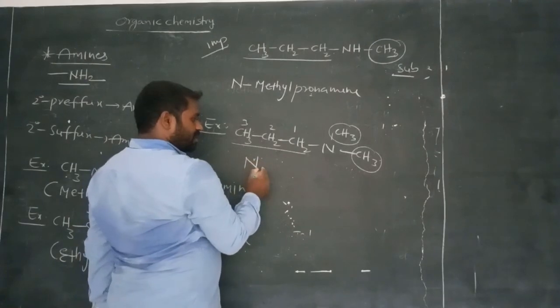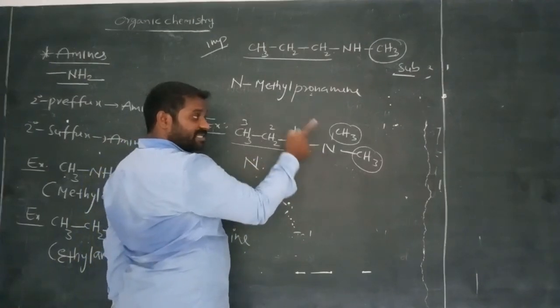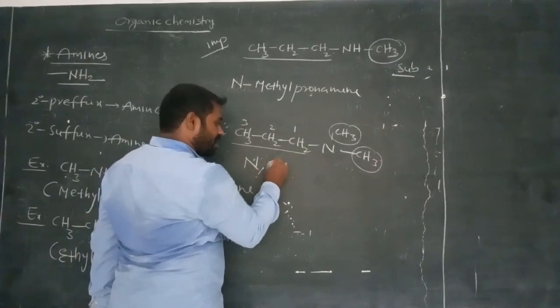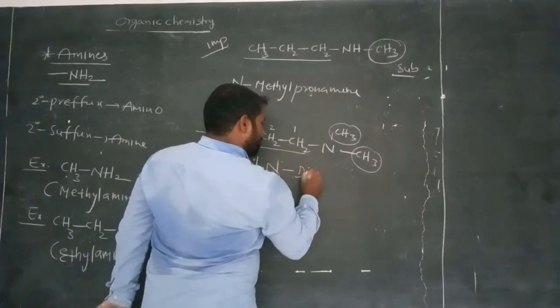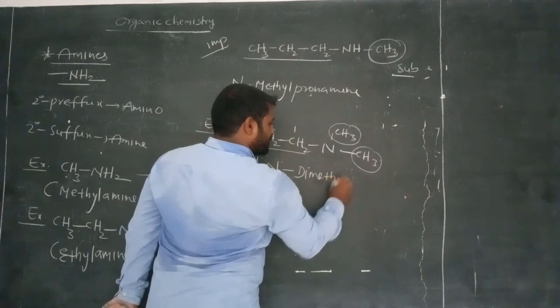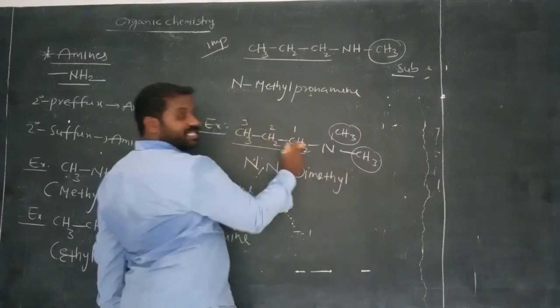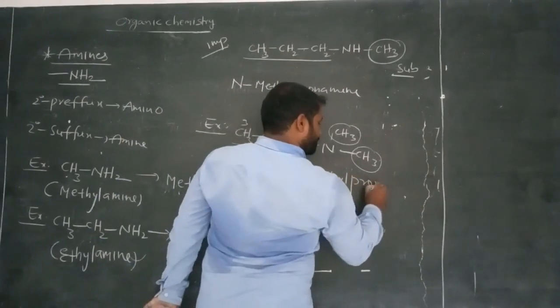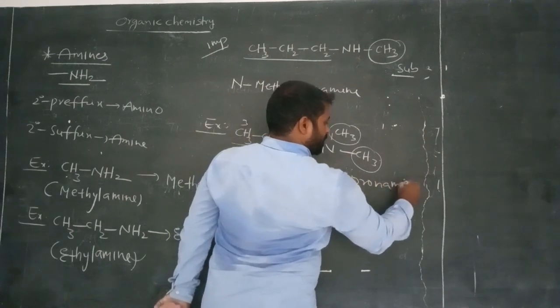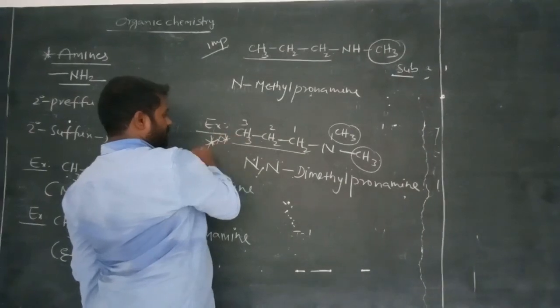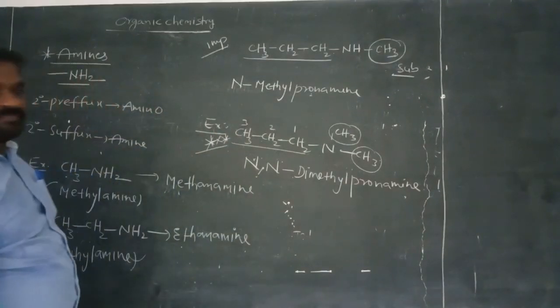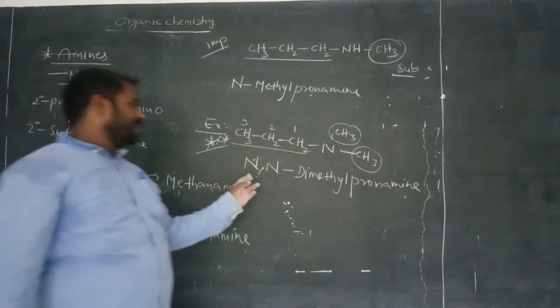Now on nitrogen, two methyl groups are there. So N comma N, dimethyl. How many methyl groups? Two methyl groups. Dimethyl. 1, 2, 3, propanamine. Propanamine is also very important. Is it clear? So what is meant by N comma N? On nitrogen, there are two similar groups.